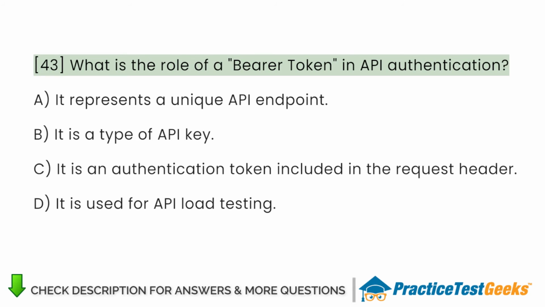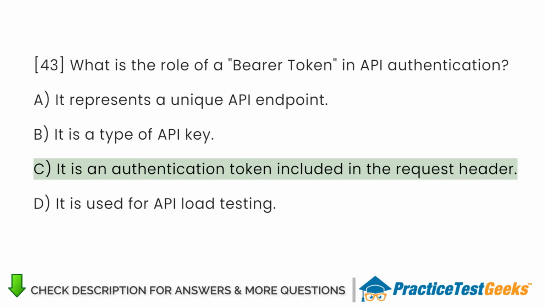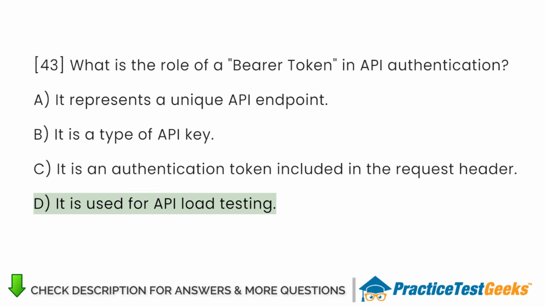What is the role of a bearer token in API authentication? A. It represents a unique API endpoint. B. It is a type of API key. C. It is an authentication token included in the request header. D. It is used for API load testing.